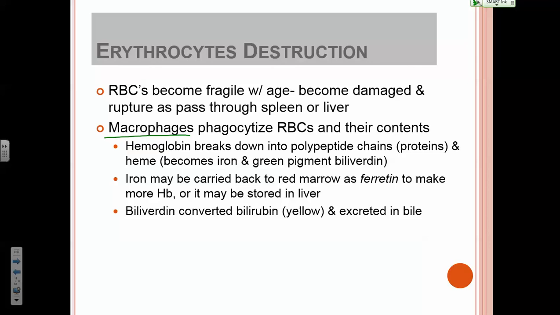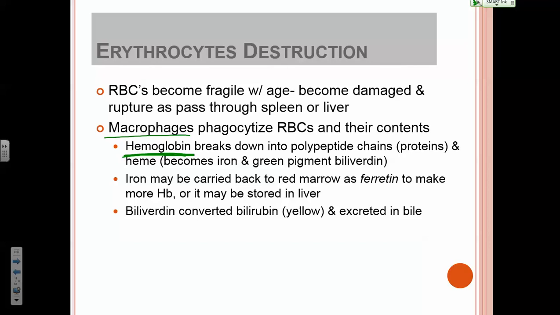So we're going to look specifically at what happens to the hemoglobin because there's a whole bunch of hemoglobin in a red blood cell, a third of the volume of a red blood cell's hemoglobin. And we're going to look at the breakdown of hemoglobin as these erythrocytes are destroyed.